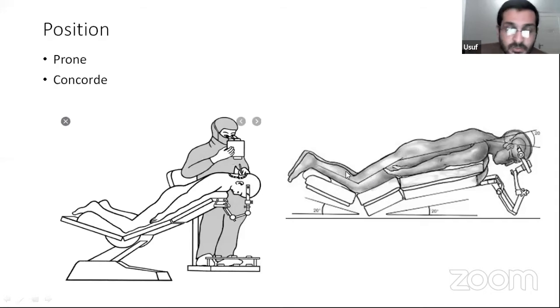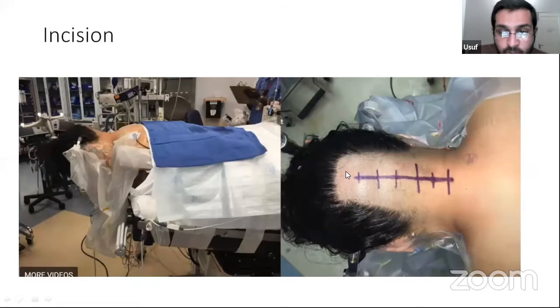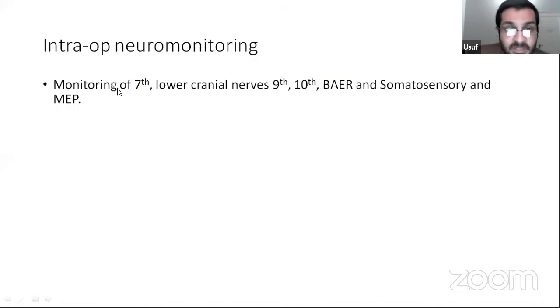So in this procedure, what is the intraoperative monitoring that you would like to do? We'll be coming on to that. Again, real-time presentation of the image, a prone positioning, midline incision, which is from the inion down to the level of C4, C5. Monitoring of the seventh cranial nerve is important because in the floor of the fourth ventricle, we have the facial colliculus, then the lower cranial nerves 9, 10, brainstem auditory evoked response, and somatosensory and motor evoked potentials. This is the monitoring that you need to do.